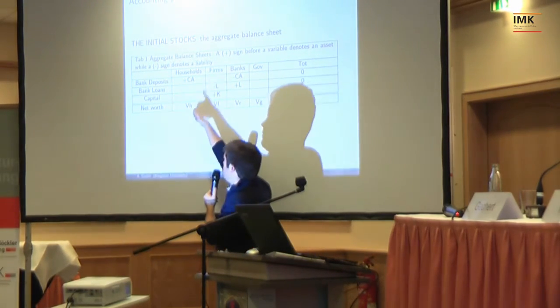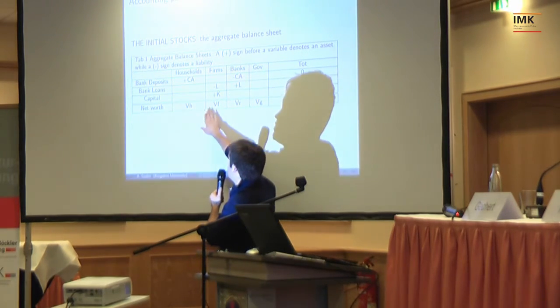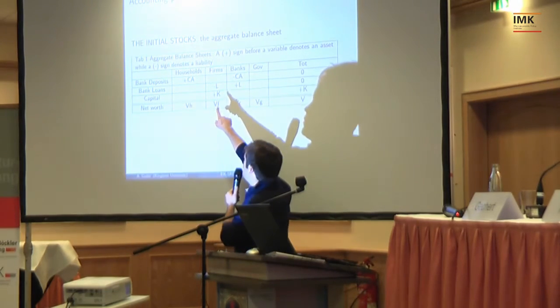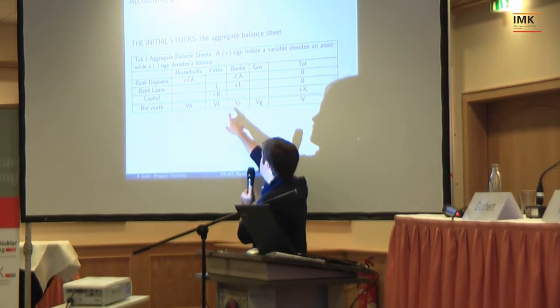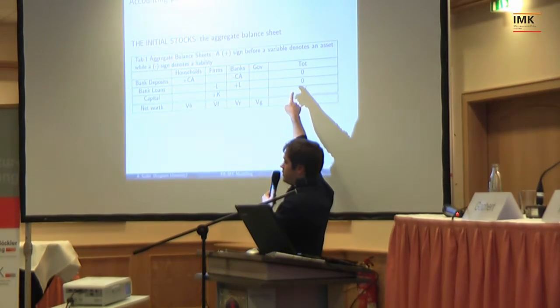And then you can look at it by sector and sum all the assets and liabilities and obtain the net worth for each sector. And if you sum all of these, so the net worth of the households, the net worth of the firms, the net worth of the banks, and of the government, this net worth has to be equal to the capital stock of the economy.